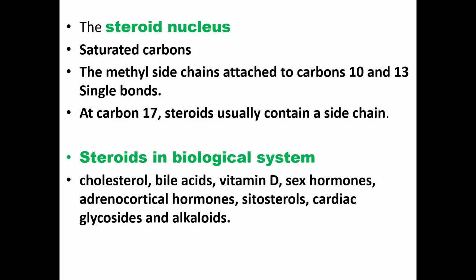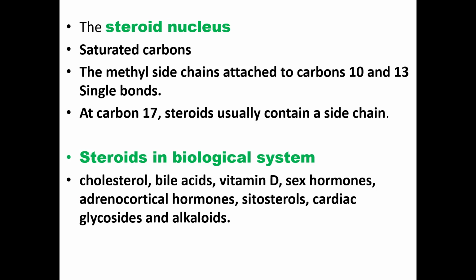So we said that the steroid nucleus has saturated carbons, and for example, at carbon 17, they usually contain a side chain. We are going to discuss cholesterol, which has an 8-carbon aliphatic side chain at carbon 17. Steroids occurring in the biological system include cholesterol, bile acid, vitamin D, sex hormones, adrenocortical hormones, sitosterols, cardiac glycosides, and alkaloids. These are all examples of steroids found in biological systems.